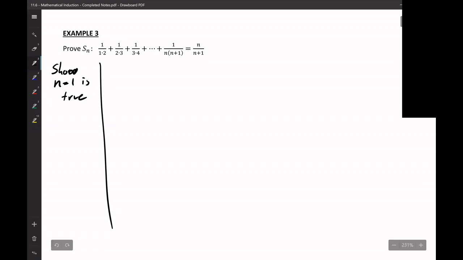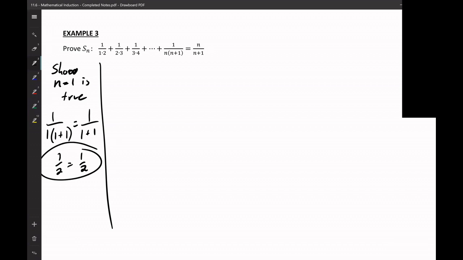Okay, to do that, you want to see if the left side and the right side is true. So you do 1 over 1 times 1 plus 1. So that's my first term, is equal to 1 over 1 plus 1. Well, it's just 1/2 equals 1/2. So that first case is true. Our first domino is going to fall. All right, so now we're going to go through and assume that the kth domino is going to fall. So we go, well, let n equal k be true.